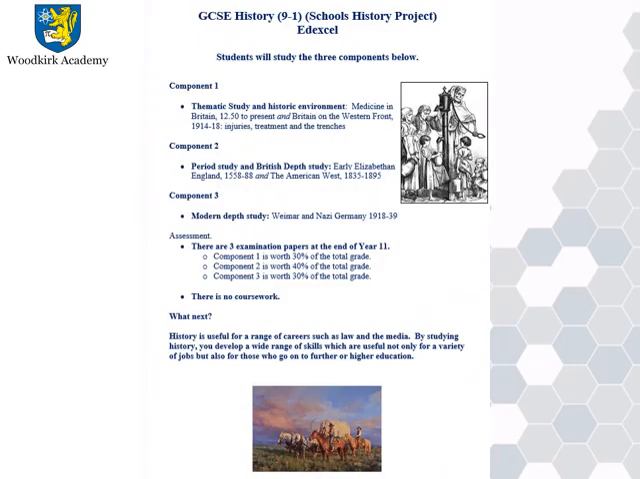On this slide, you can find the information regarding GCSE history. Students will again complete 3 components. There will be a thematic study on the historic environment. There will be component 2, which is a period study and British depth study, and a component 3 on a modern depth study. These components are worth 30, 40 and 30% of the grade respectively, and these will all be completed again in year 11.